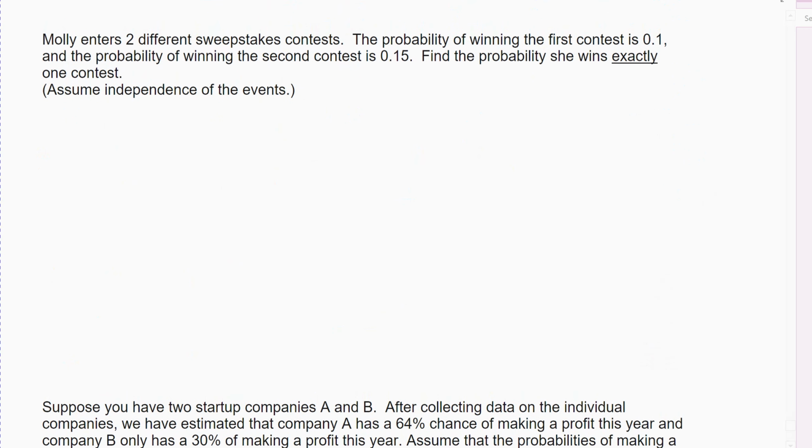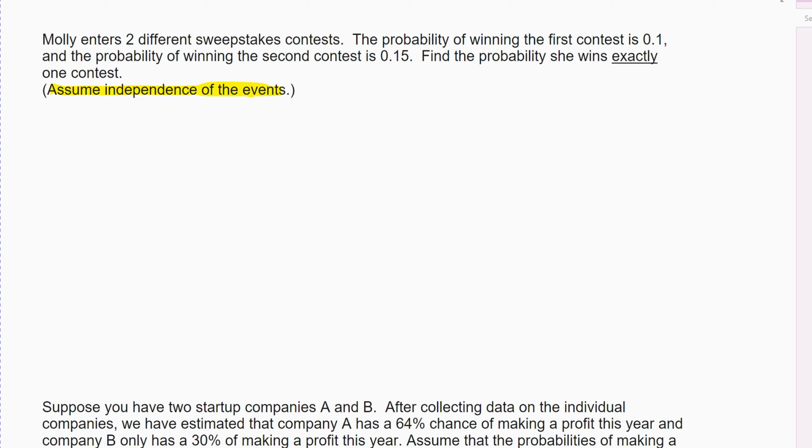Next application. So Molly enters 2 different sweepstakes contests. Probability of winning the first contest is 0.1, so 10% chance. Probability of winning the second contest is 0.15. Find the probability she wins exactly 1 contest. Assume the events are independent. So there's that phrase they're telling us. So one contest outcome has no effect on the other contest outcome, right? So they're not conditional at all.